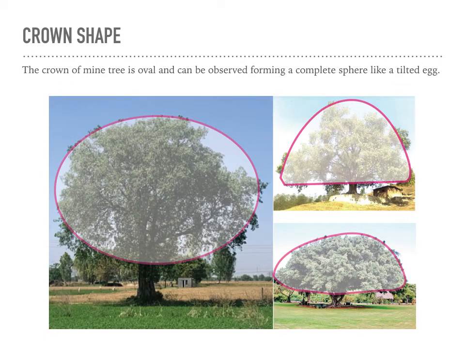Moving ahead with the crown shape. First of all, what is a crown? A crown is a structural shape formed by the branches and the leaves together. My tree does have a very circular, spherical crown shape. It's more like a tilted egg, while the other people trees have more of a disoriented semicircle shape.